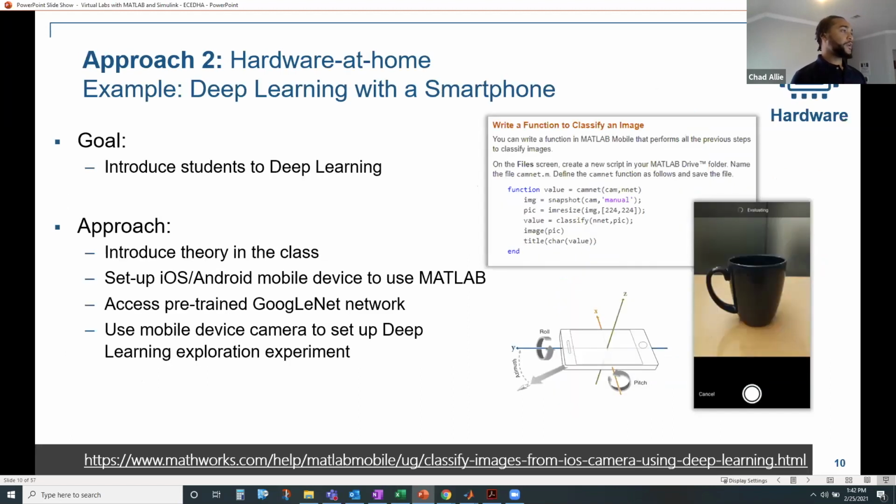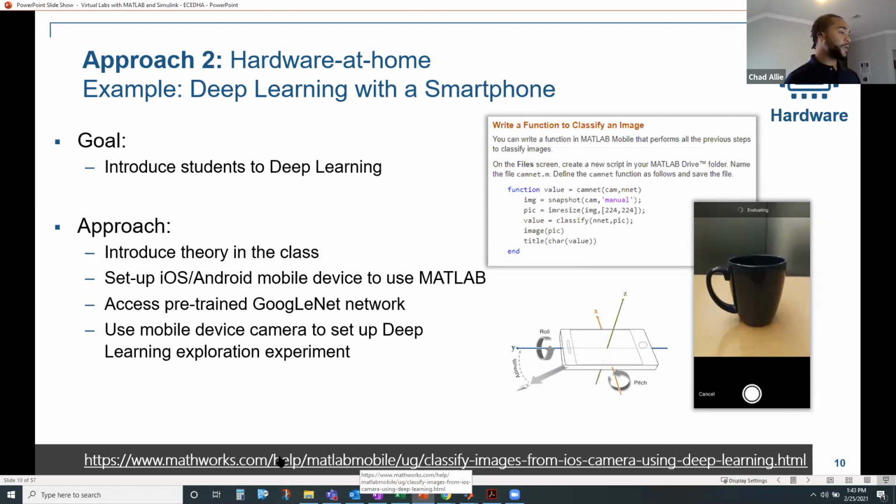So changing gears a little bit, I want to talk about another lab approach, such as hardware at home. In this specific example, we're focusing on the concept of deep learning using a device such as a smartphone. We want to talk about how you can introduce deep learning to students, setting up your mobile phone to use a pre-trained deep learning network to recognize and see objects, and then finally explore it even further and see how it operates once you have it already set up.